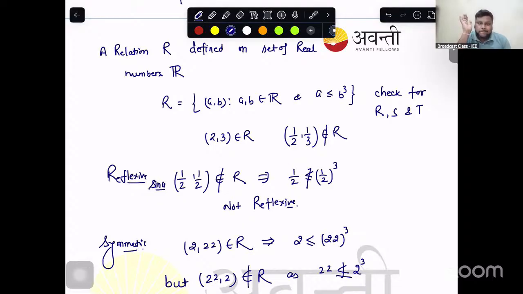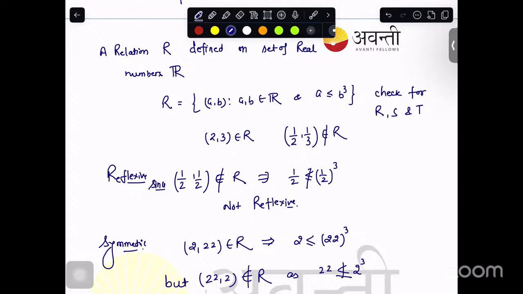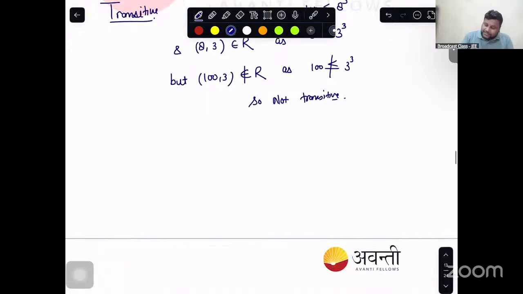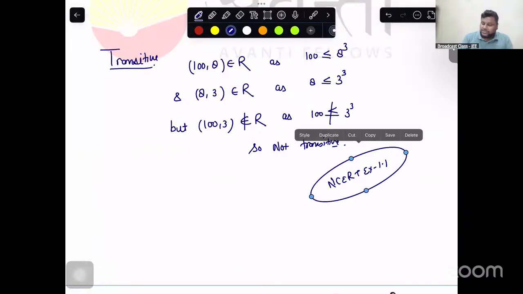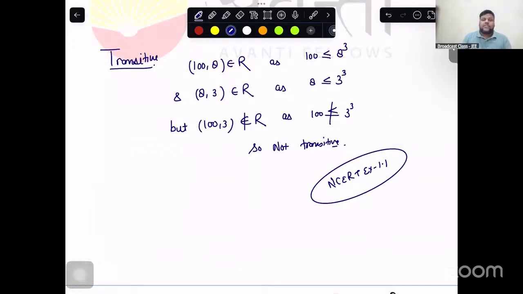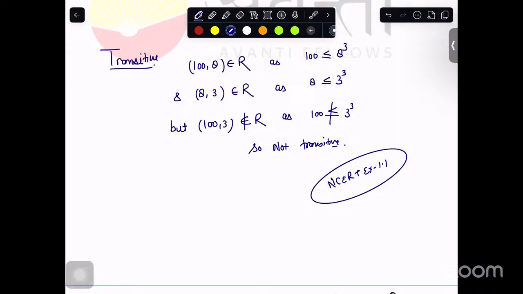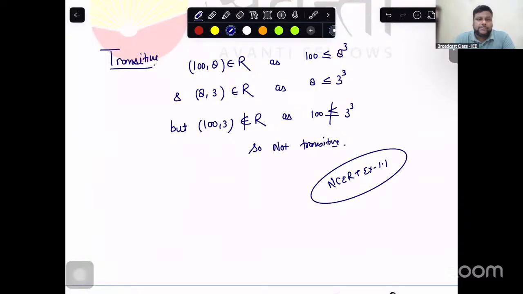Got it? Yes, sir. Now, you can complete your NCERT exercise. This is NCERT exercise 1.1. You complete this exercise. This is totally based on relation kind of questions. Tomorrow we will start with functions. All right. Okay. Any other doubt? Anybody? Anything I can help you with?